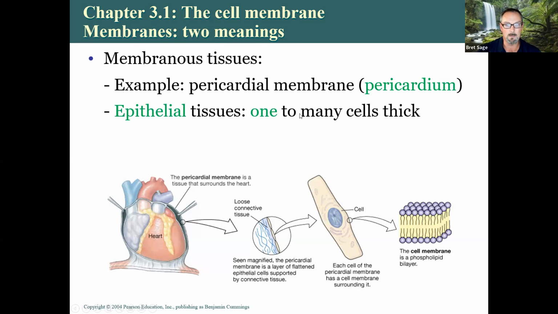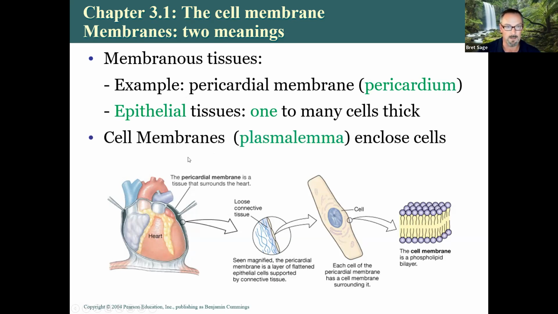Epithelial tissues, 1 to many cells thick. This is a little bit smaller, but these are both examples of membranous tissues made up of many, many cells. The other meaning of membrane is the cell membrane, and another name for that is the plasmalemma. This encloses cells. Notice that here we have a cell membrane at the bottom around each cell, but you also have a macroscopic membranous tissue around the heart.